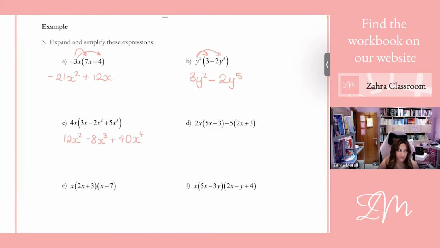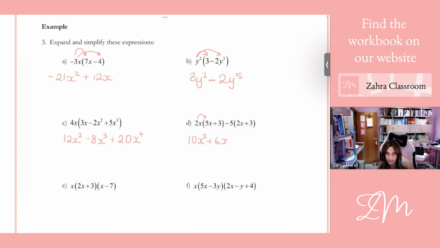And so I've got 20. Oh, sorry, 5 times 4 over 40, I mean 20. There we go, let's change that. 20x to the 4. Right, this one here. 2 times 5 to give you 10x squared plus 6x.